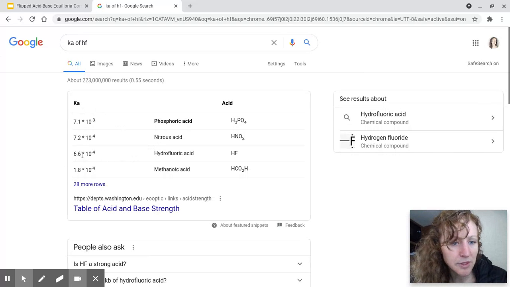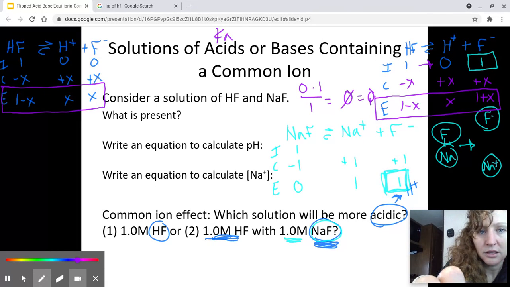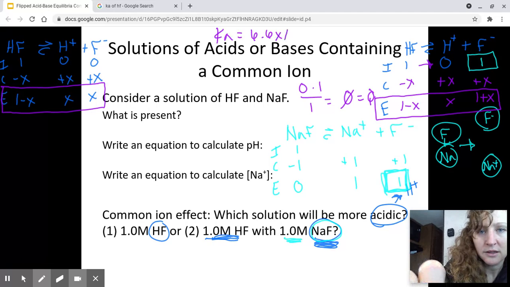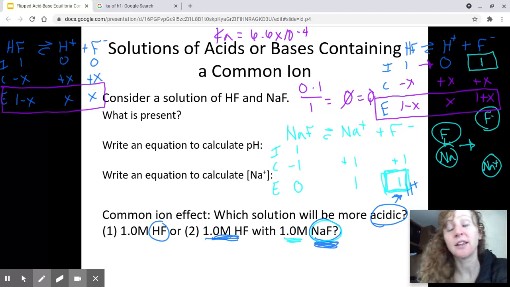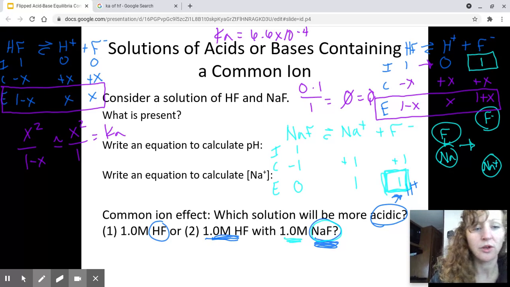Here we go. 6.6 times 10 to the negative 4. Okay, so another good place to pause. Go calculate your X's and come back with an answer. All right, so my Ka here is going to be x squared over 1 minus x. I'm going to ignore any x's that are added or subtracted, and then I'm going to solve for my x.